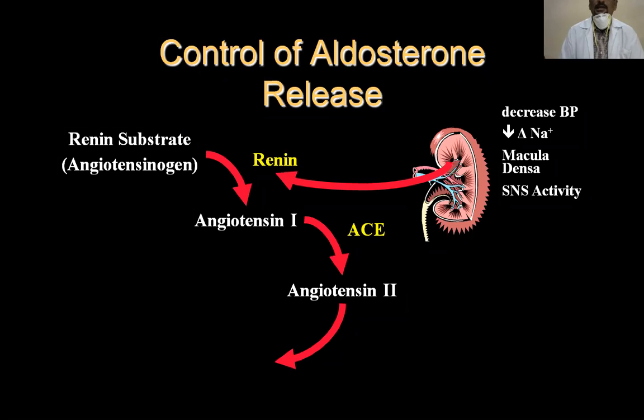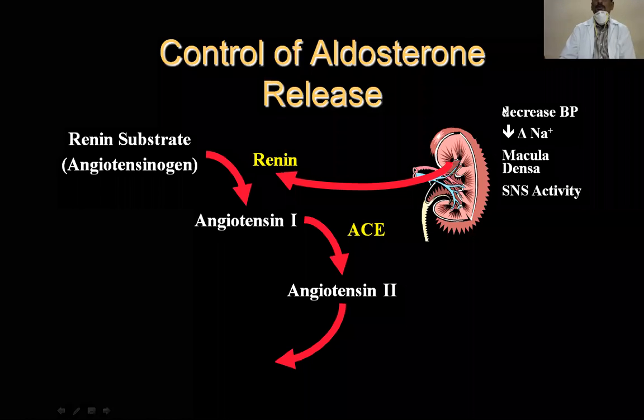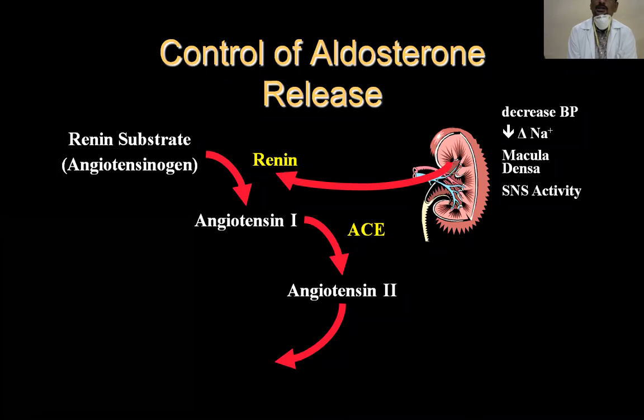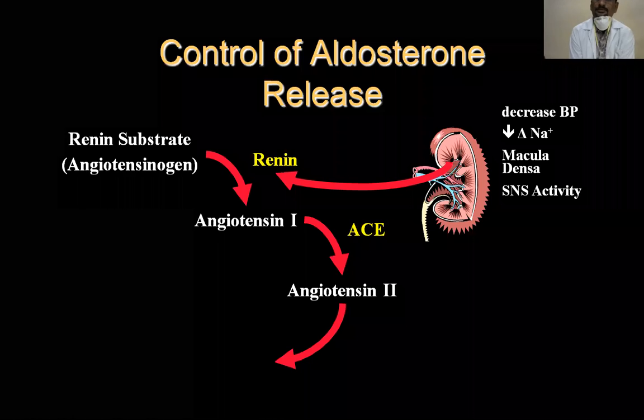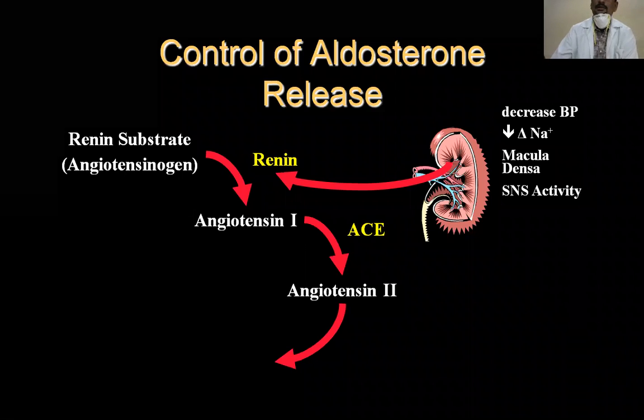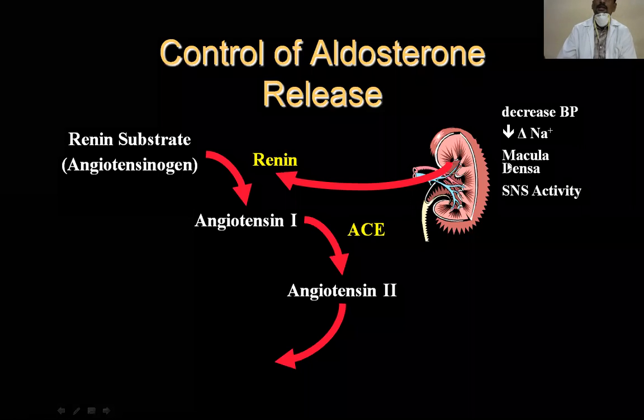So in this case, whenever there is a fall in BP, there is renal hypoperfusion. Suppose we call it a decrease in hydrostatic pressure, a decrease in net filtration pressure. So GFR will be less, and the flow rate will be slow.